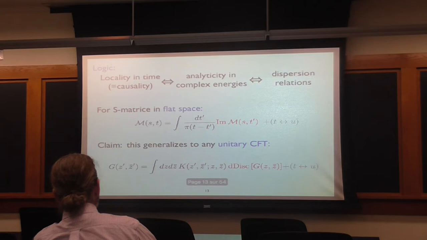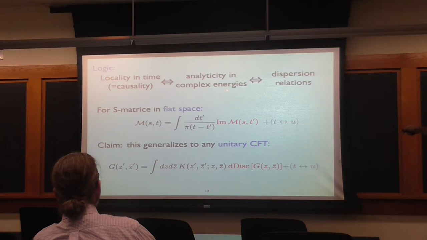So the logic, mathematically: how do we phrase these constraints? In the old days, like the 50s and 60s, people had a way of phrasing locality in time in terms of what happens when you Fourier transform. And that is the ingredient toward the dispersion relation.